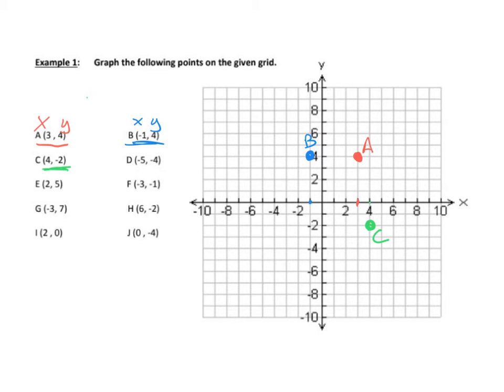And when we look at our last one here with D, negative 5, negative 4, that means let's go over to negative 5, left first, and then down to -4. That's D.